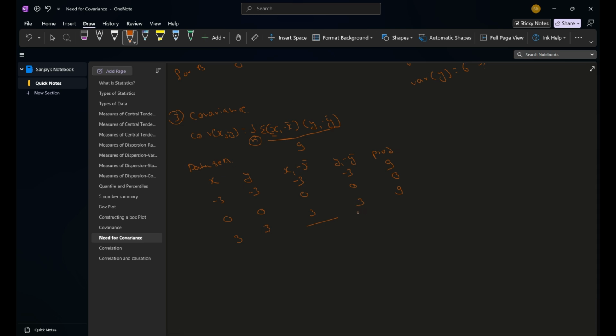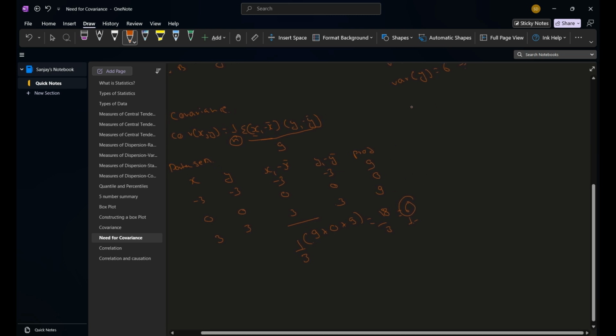The covariance which we will be getting is 1 by n, n is 3, and the product which we are getting is 9 plus 0 plus 9, which will be 18 by 3, which will be 6. So the covariance for dataset A is 6.